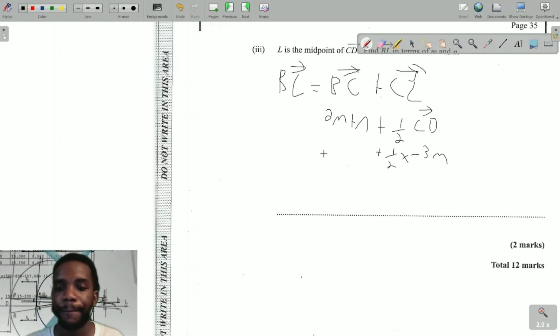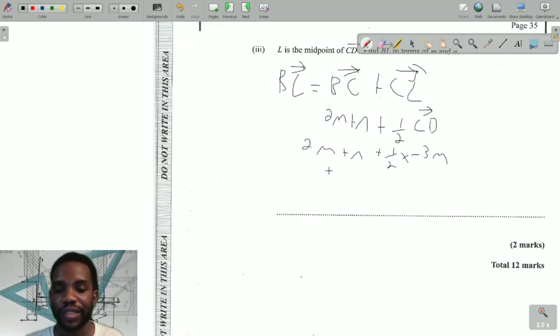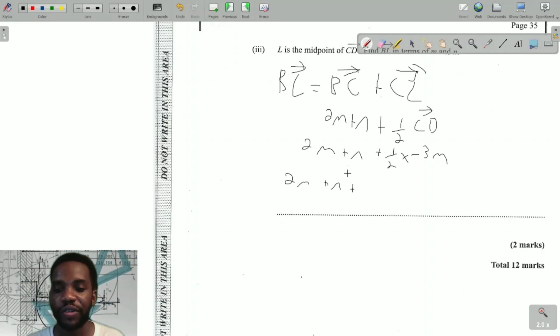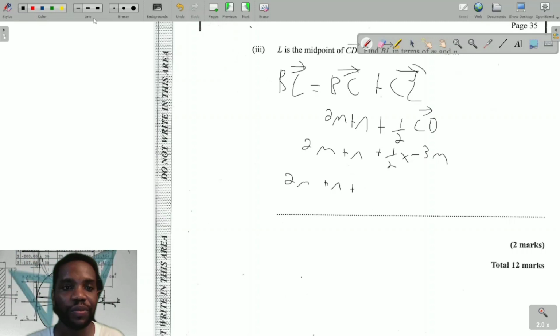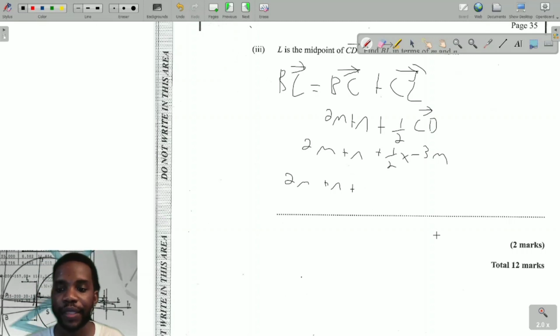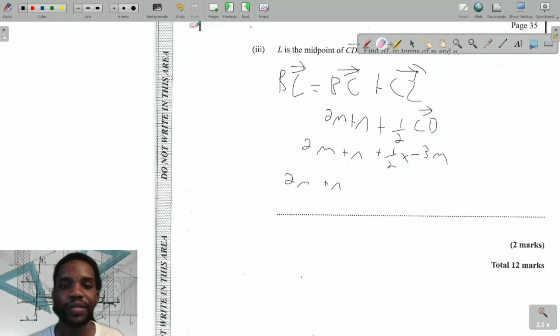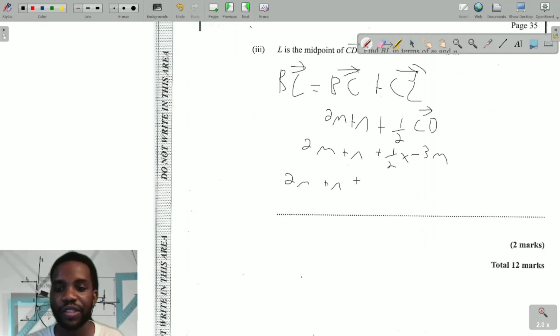Alright, and then I can put back my 2m plus n here. Now let's see how this works. You have 2m plus n. Now a half times negative 3 is going to really be minus 3 over 2. I'm not going to put back the plus minus because, you know, positive times a negative is really a negative. So I'm just going to put back the minus 3 over 2m.